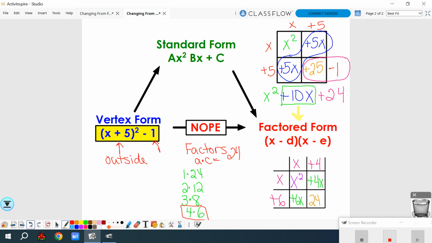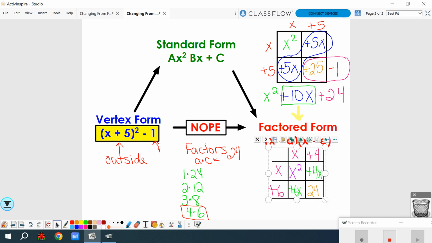So my last step is going to be to write my factored form. I'm going to try to move this up a little bit just to see if I have space. We'll move that up. And then I'm going to stick my factored form right beneath it. So my first set of factors were x plus 4. And my second set of factors was x minus 6.